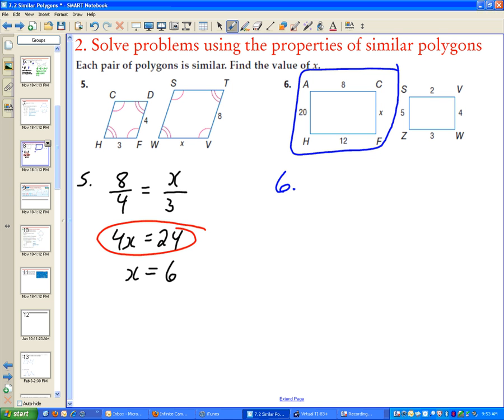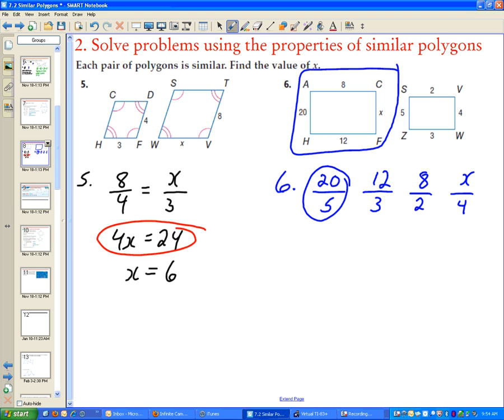What corresponds to what? If I do 20 to something as my first ratio, is it 20 to 5, 20 to 2, 20 to 4, 20 to 3? Okay. If I do 12 next, it's 12 to, and if I do 8 next, it's 8 to, and so if I do x next, it would be x to. How do I know?